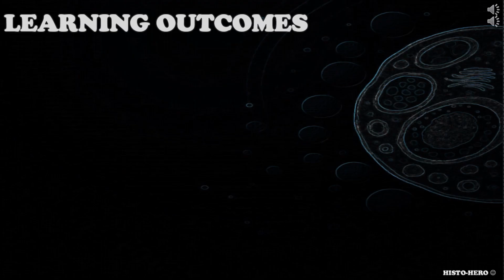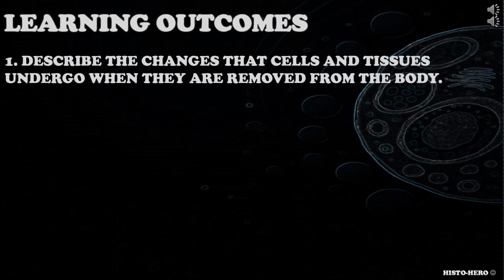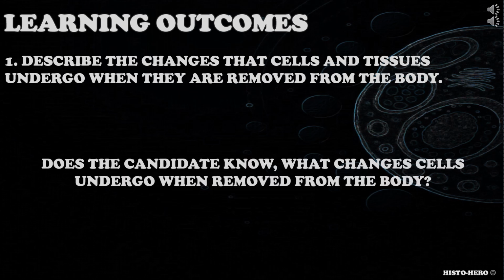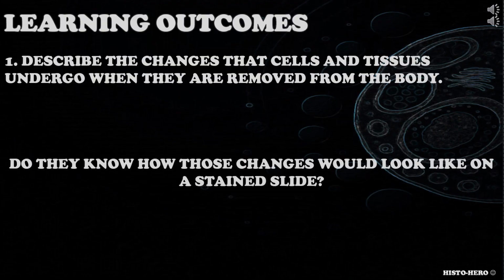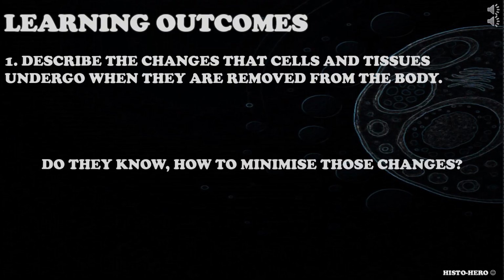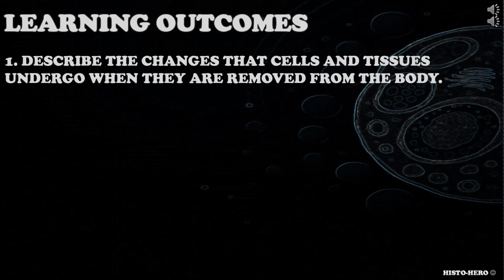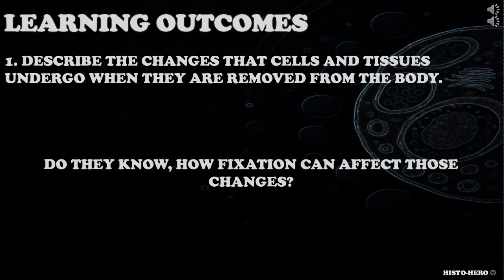The first learning outcome is, describe the changes that cells and tissues undergo when they are removed from the body. Candidate needs to know about changes cells undergo when removed from the body. Does the candidate know what changes cells undergo when removed from the body? Do they know what is happening to cells and tissues when they are removed? Know how those changes would look like on a stained slide? Do they know how to minimize those changes? Do they know how fixation can affect those changes?